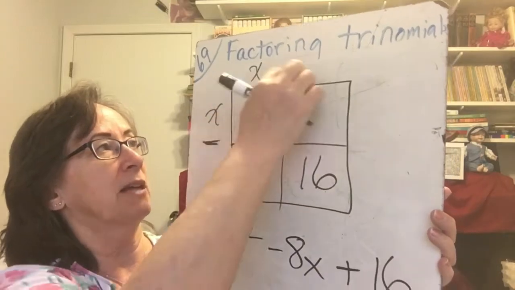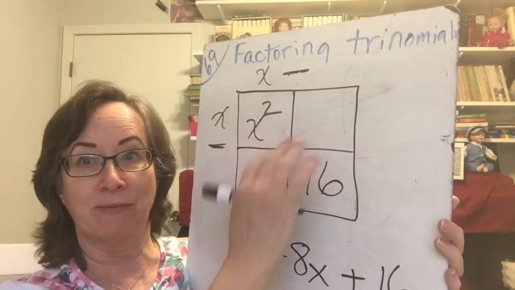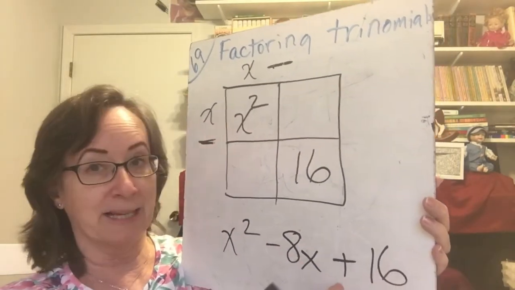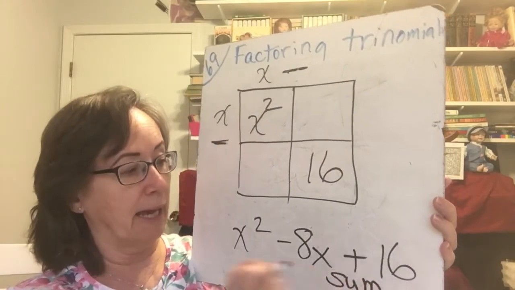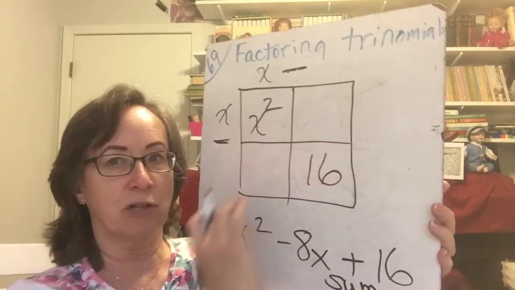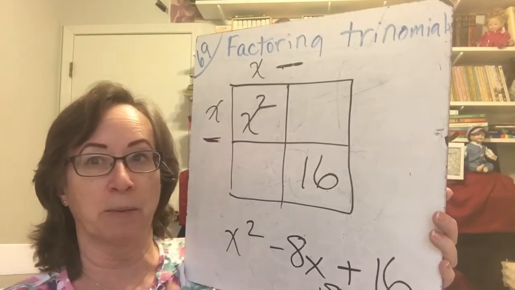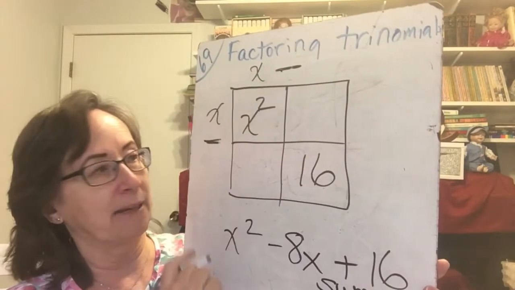So the negative times the negative gives me the positive, and that would make both of these negative, and the sum would be negative. So because this is positive, I'm talking about a sum. Okay, I'm going to add these two terms, absolute values of their terms together, but then they'll both be negative, won't they?